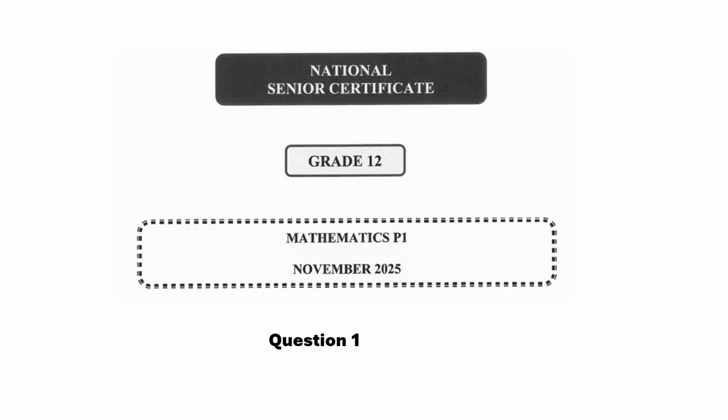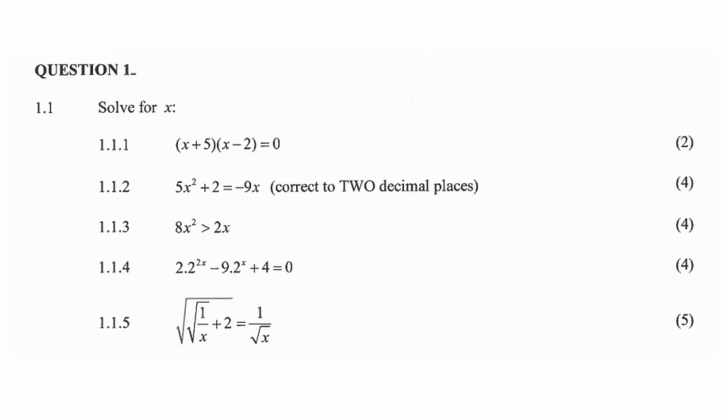National Senior Certificate, Grade 12, Mathematics Paper 1, November 2025, Question 1. At question 1.1, here you need to solve for x. So if you look at 1.1.1, it's already been factorized for you. (x + 5)(x - 2) = 0, and then you must solve for x. 1.1.2, 5x² + 2 = -9x.